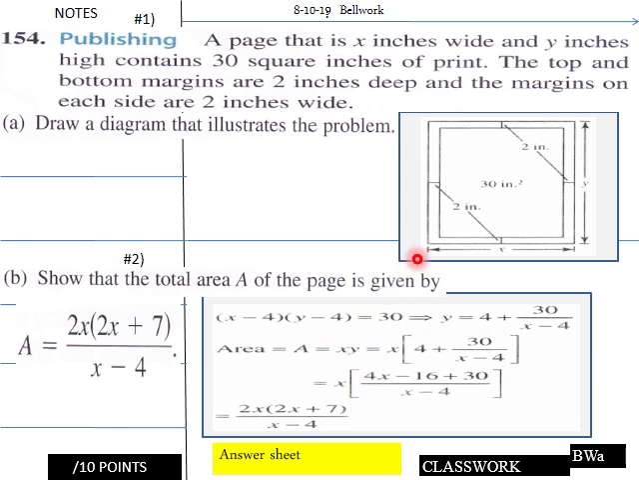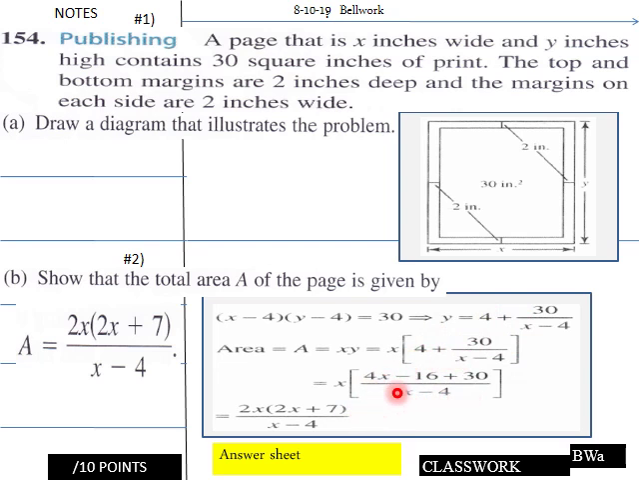So, x minus 4 times y minus 4 equals 30. Then you solve for y here, and you get this expression. Then the area would be xy, so that would equal x times, then this will be your y, since you separated that off here, x times that.